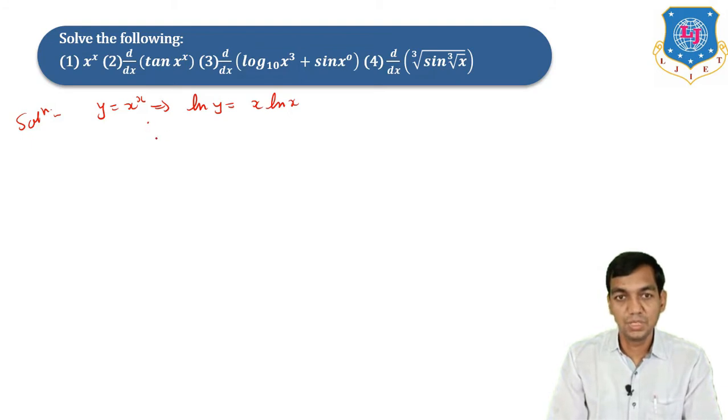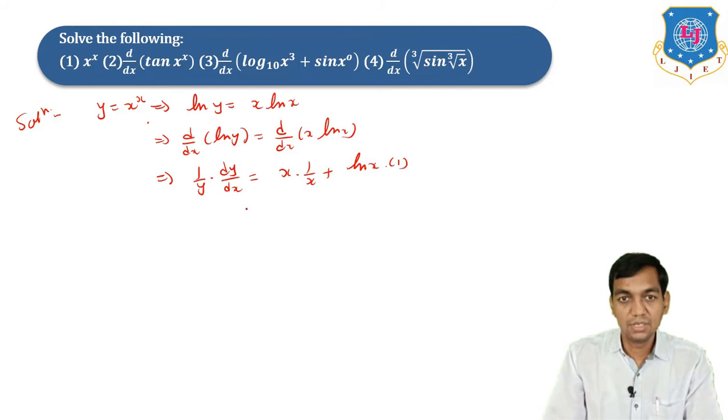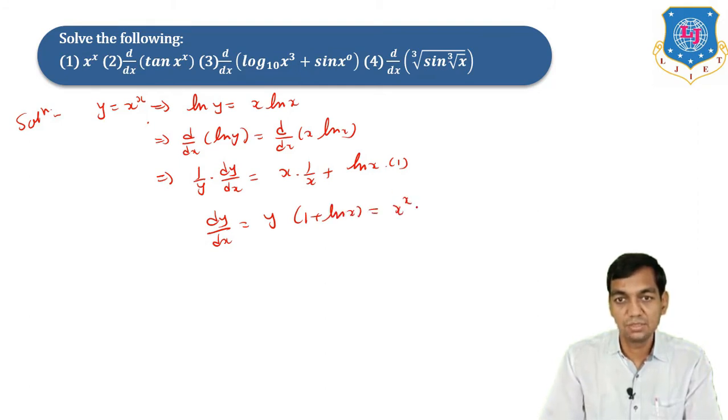Now differentiating with respect to x. So d by dx of ln y is equal to d by dx of x into ln x. Now log has a derivative 1 upon y into the derivative of y with respect to x. Here you have to apply u into v: x as it is, derivative of log is 1 upon x, plus log x as it is, derivative of x is 1. And that will give you dy by dx is equal to y into 1 plus log x. But y is nothing but x raised to x. So x raised to x into 1 plus log x. Okay, this one is the solution for the first one.